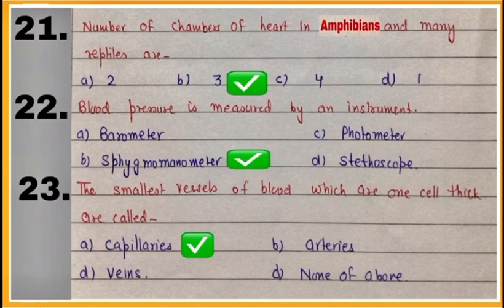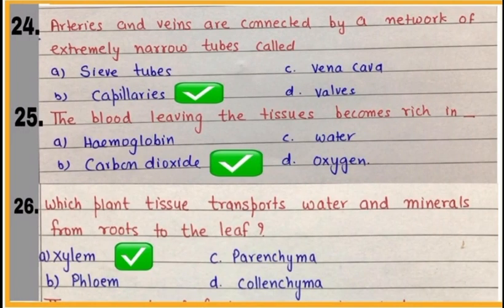Along with arteries and veins, there are another set of vessels called capillaries which are one-celled thick. These capillaries connect arteries and veins in tissue. Blood going to tissue is rich in oxygen while blood leaving tissue is rich in carbon dioxide.